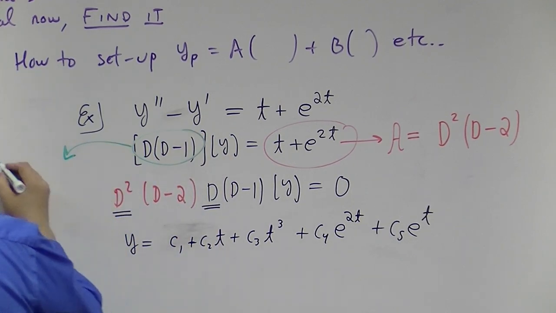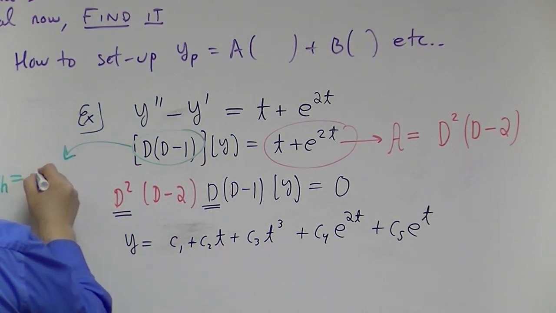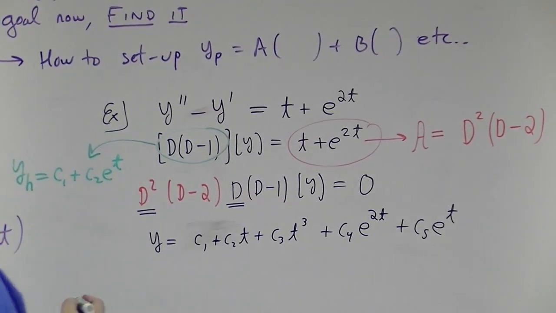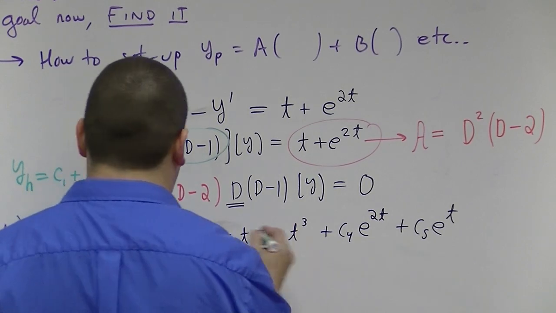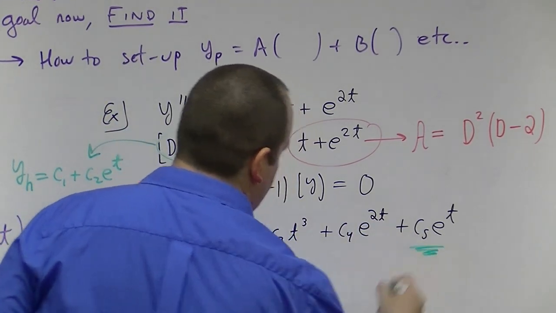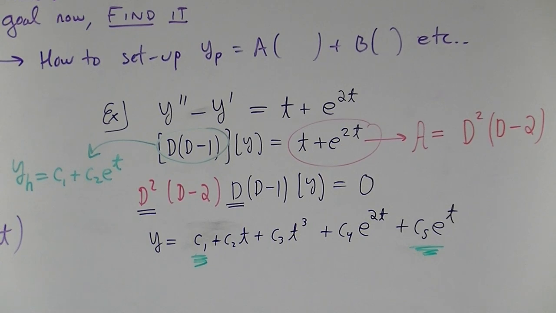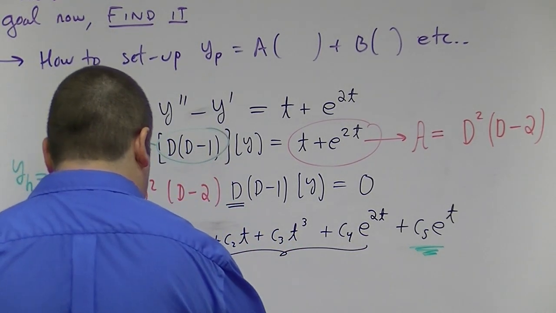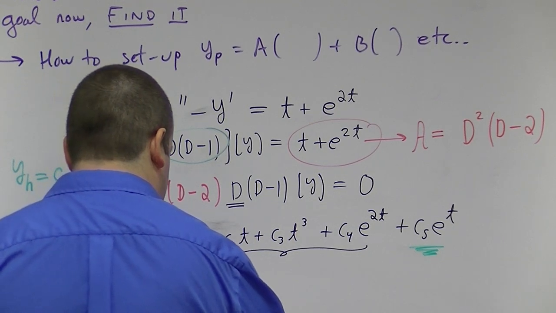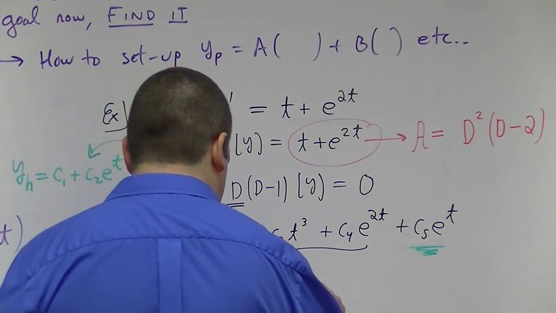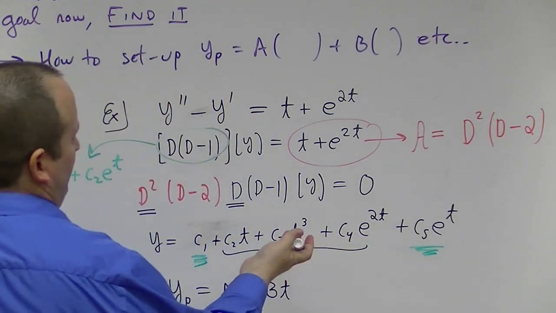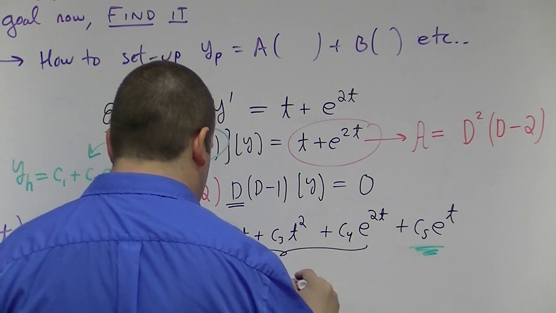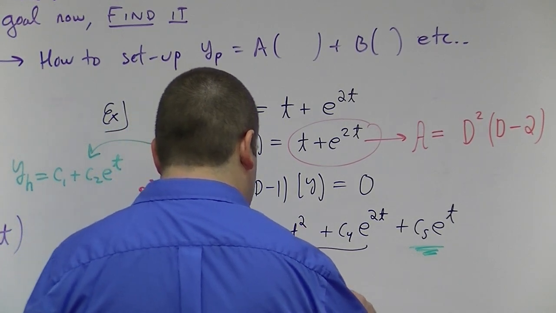Y_H is C1 plus C2 e to the t. So you can see, in fact, this guy and this guy are the homogeneous solution. And I can rip those off and see, aha, this is what I should guess for Y_P. So Y_P is going to be A t plus B t squared plus C e to the 2t.